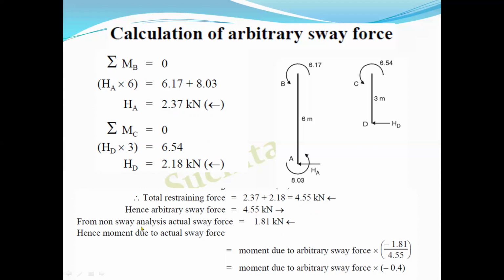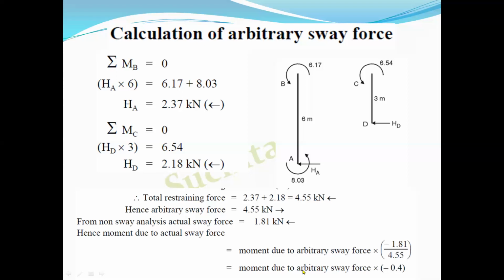So from non-sway analysis, that is stage 1 analysis, we have already calculated the actual sway force, which was 1.81 towards left. So therefore, we will calculate the ratio of the actual sway force divided by the arbitrary sway force. Since the directions are opposite, I am taking a minus sign here. So we get the ratio minus 0.4. So whatever moments we have calculated due to arbitrary sway force are to be multiplied by minus 0.4 to get the actual moments due to actual sway force.